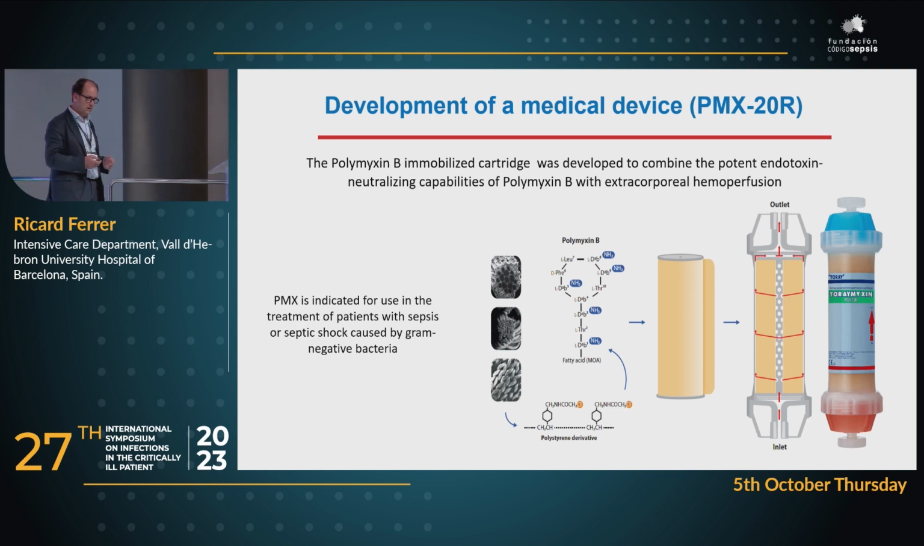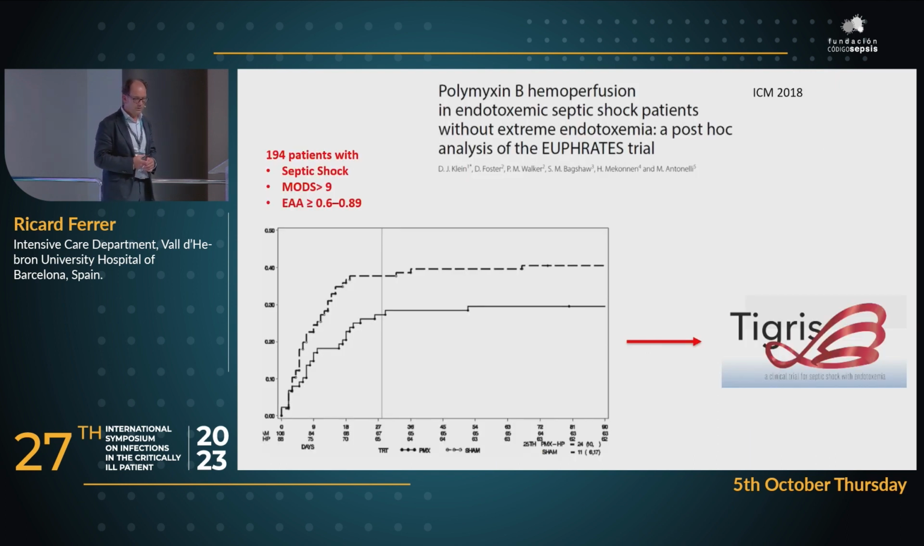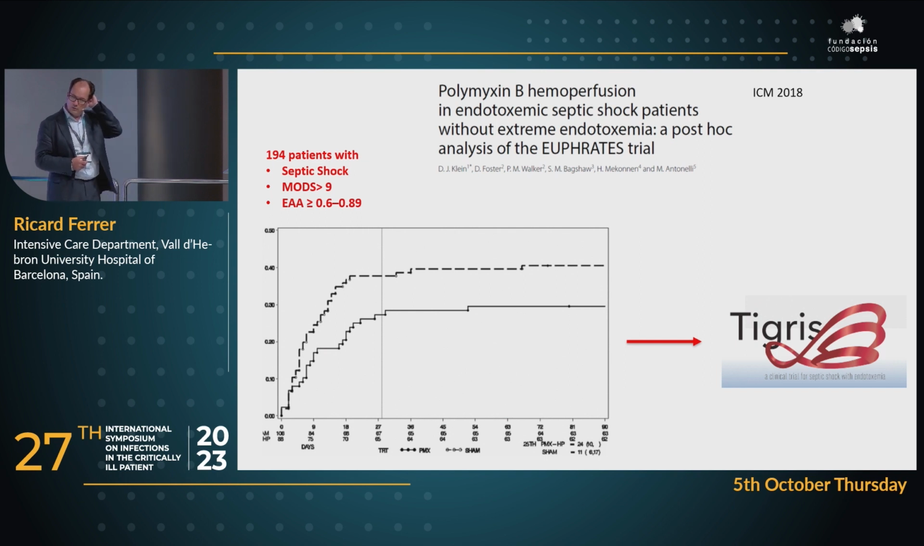So it could make sense that removal of this endotoxin using this device can be useful for patients. You know, the main results of the EUPHRASIS trial was negative. There is this subgroup analysis in patients with intermediate levels of endotoxin activity. So the EUPHRASIS trial was an enriched trial. Trial was enriched for patients that have septic shock, multi-organ failure, and endotoxin activity above 0.6.